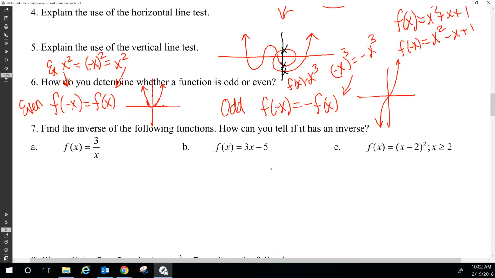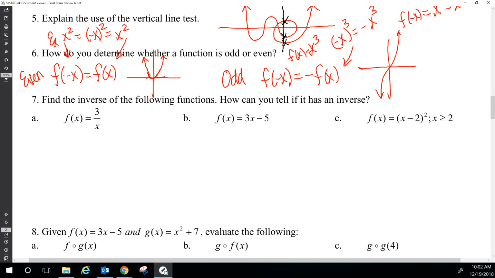All right, number 7, they want us to find the inverses. So remember, your first step is y is equal to 3 over x. And then I'm going to change my x and my y and solve for y. So multiply times y, divide by x, and I get y is equal to 3 over x. So the inverse of 3 over x is 3 over x.